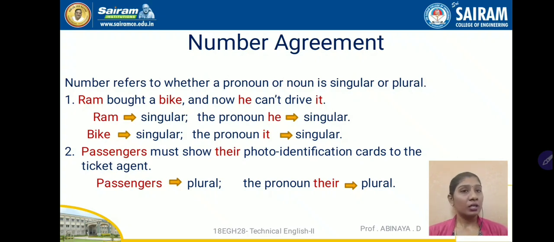pronoun he. Bike is singular, so we are using the same singular pronoun it. So it, the singular pronoun, substitutes for bike, and he, the singular pronoun, substitutes for Ram.